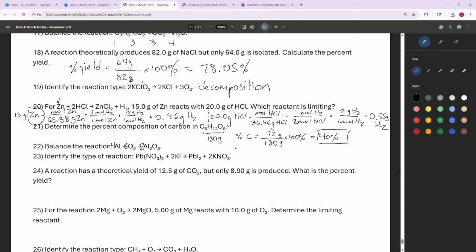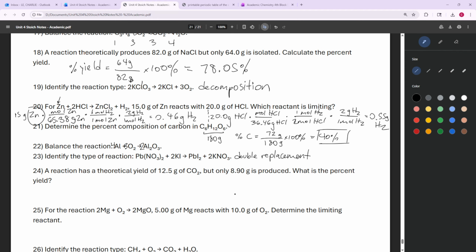Type of reaction in number 23, that is a double replacement. You'll notice that the lead and the potassium switch places, so instead of lead with nitrate, it's now potassium with nitrate, and instead of potassium with iodine, it's now lead with iodine.